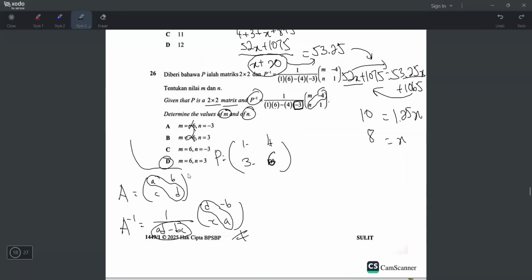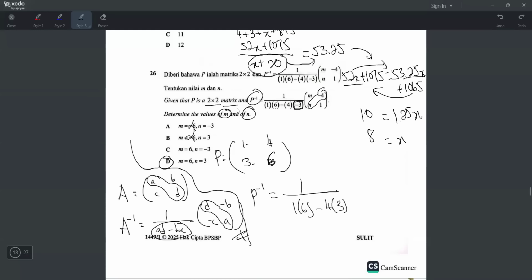Okay, if you're not confident, what you can do? You can try to find the inverse of this and see whether it match with this. So 1 over 1 times 6 minus 4 times 3. Wait. Did I do something wrong here? Okay, guys, I think this one is... if it's 1, 4, 3, 6. 1 times 6 minus 4 times 3, but it's not the same, right? Wait, let me think about it.